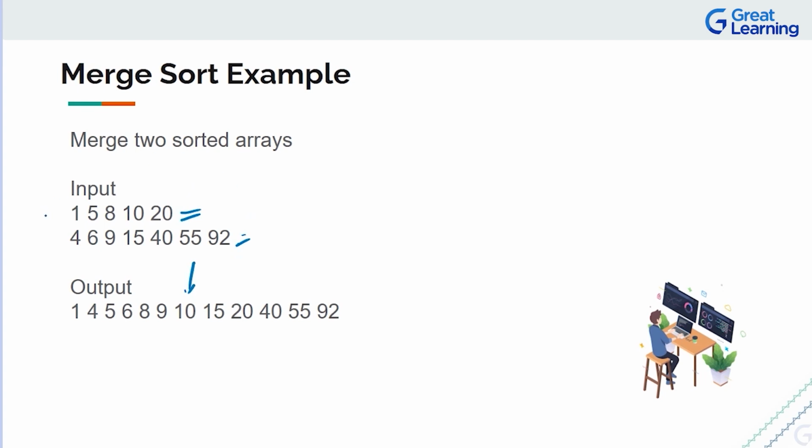If you see the input that is given to you, this is your one array. Let's name it ARR1 and this is your ARR2. This is 1, 5, 8, 10, 20, that is, it is sorted. And similarly, 4, 6, 9, 15. This is also sorted. Now you have to merge them together and the resulting array should also be sorted. So this is your problem. So how can you solve this?